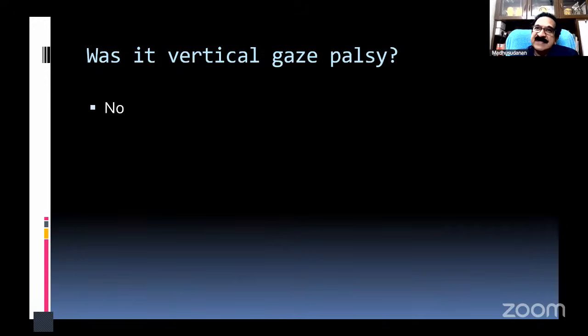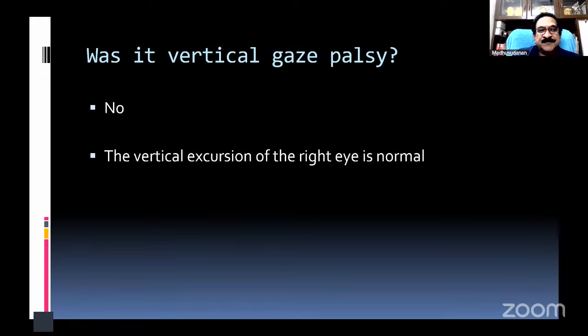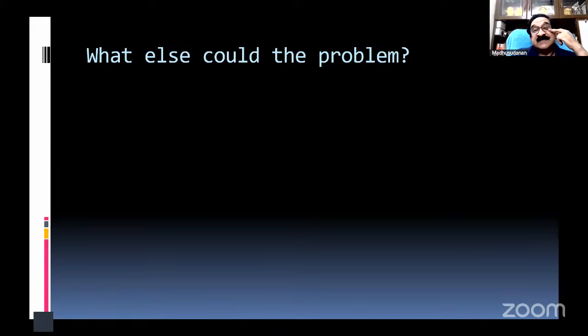Now, is it a vertical gaze palsy? You obviously know it is not, because vertical gaze is conjugate. So that's not a vertical gaze palsy. In that case, both eyes should be equally restricted up and down.